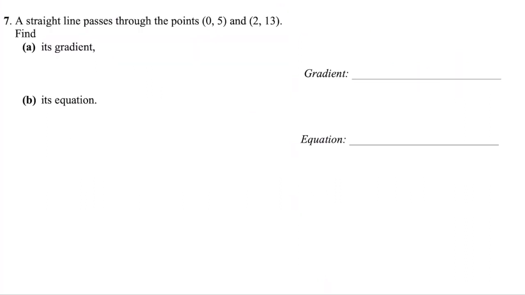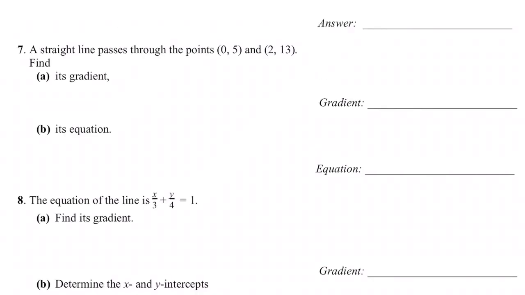Question number 7. A straight line passes through the points (0,5) and (2,13). Letter A. Find its gradient. Letter B. Find its equation. Let us sketch and imagine that is the straight line that passes through the point with coordinates 0 and 5 and another point with coordinates 2 and 13.